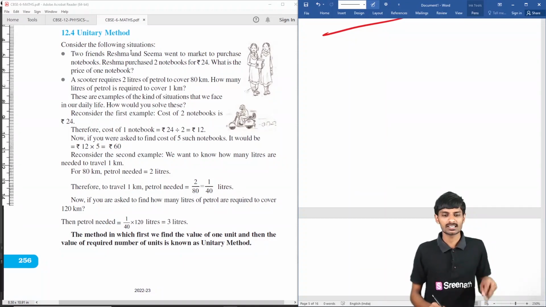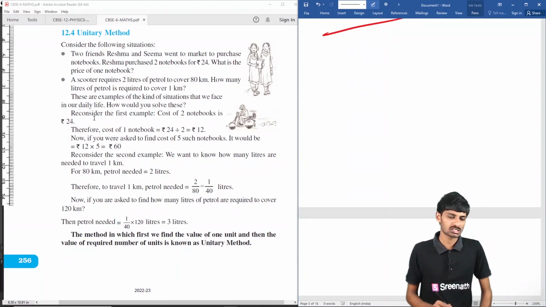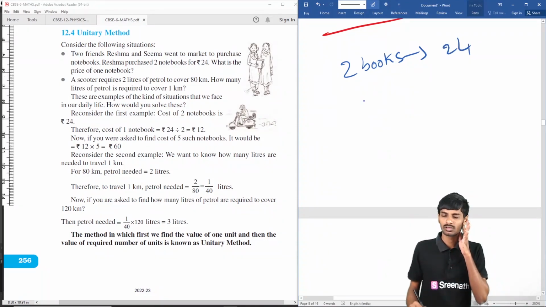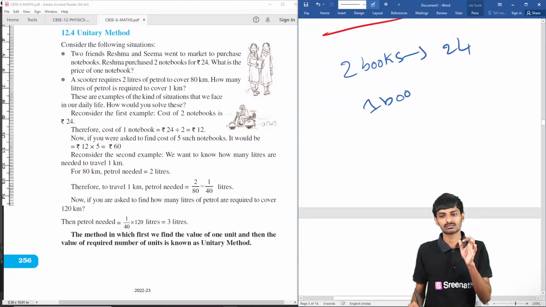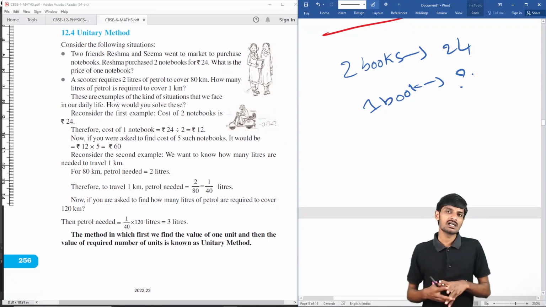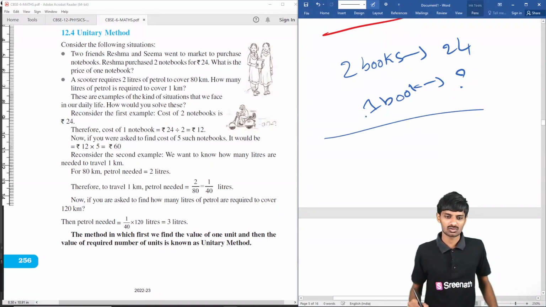So there are two friends, Reshma and Seema, and they went to the market to purchase notebooks. Reshma purchased 2 books for 24 rupees. Then what is the price of each book, or the price of one book? Don't know. And I will show you another situation like this only.